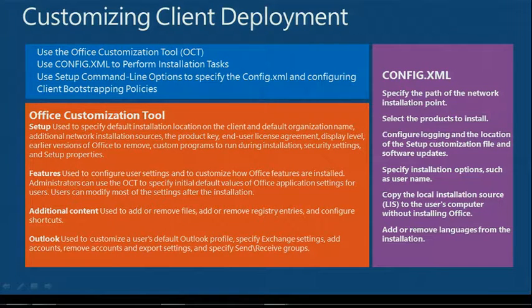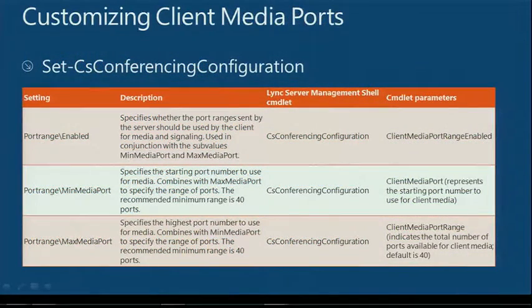So with Office 2013 Preview, you can get the Office Customization Tool, or OCT. That allows you to modify or create transforms, essentially, to the MSI to customize your Lync installation experience, create a config.xml file, and then specify that on your software distribution method to ensure you have that customized client deployment. We also have the capability, continued from earlier versions, to enable you to specify specific client media ports.